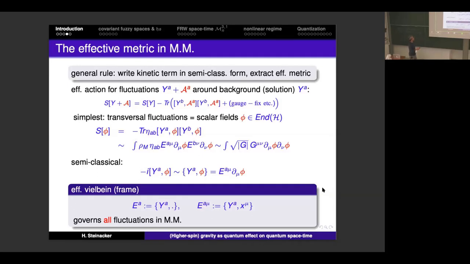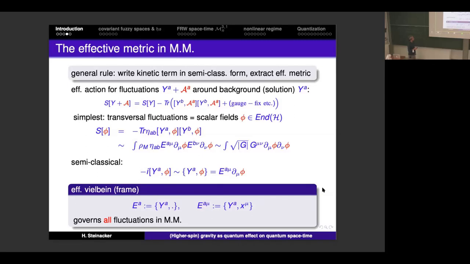It's very straightforward. Here's your background. You just add the most general fluctuation. And then you can work out the action to the quadratic level. If this is a solution, basically you have this kind of thing. And that's a second order derivative operator on the fluctuation, basically. So this will give you a kinetic term for the fluctuations. And there will be some extra stuff, which is not really important, like gauge fixing terms and so on. There will also be higher order terms in A, of course. Yes, yes, yes. It's a Yang-Mills type of action for A, absolutely.